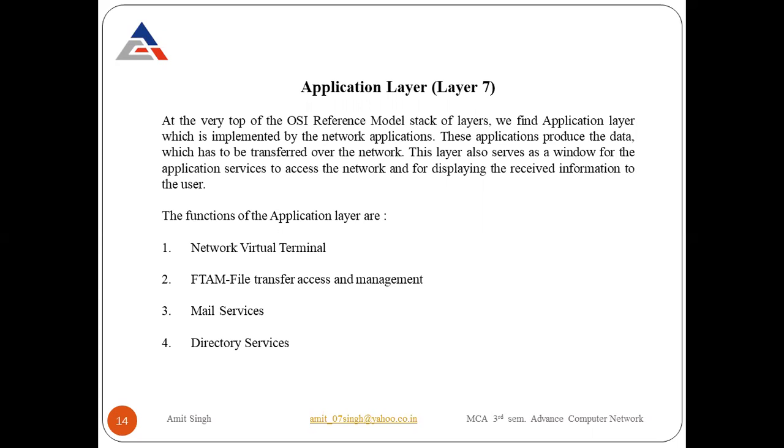The functions of the application layer are, first, network virtual terminal. They can make the virtual terminal through which we can access the applications. Second, file transfer, access and management, the FTAM system through which we receive and fetch files. Third, mail services, either Gmail or Yahoo Mail. And the last one is directory services, through which we are able to receive the directories. Directory means we are receiving some databases. So this is all about the application layer, and this is all about the OSI model.